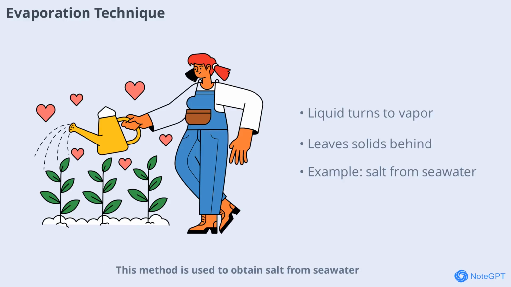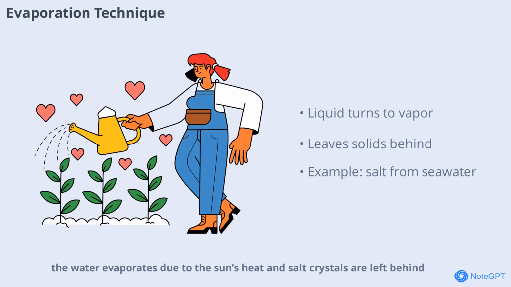This method is used to obtain salt from seawater. When seawater is left in shallow ponds, the water evaporates due to the sun's heat, and salt crystals are left behind. Evaporation is also used in making jaggery from sugarcane juice. It's a natural and energy-efficient way to separate dissolved solids from liquids.